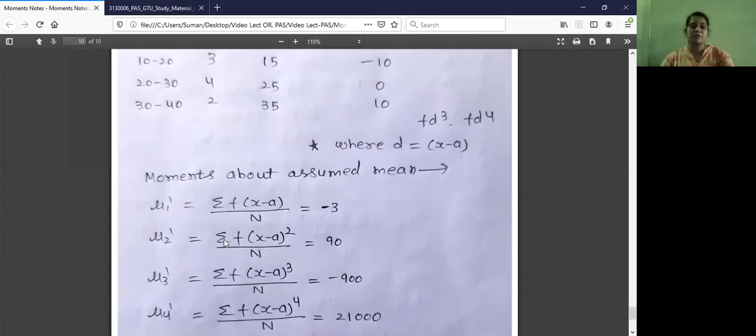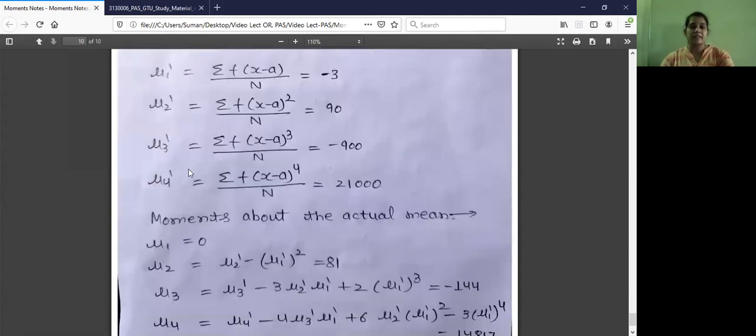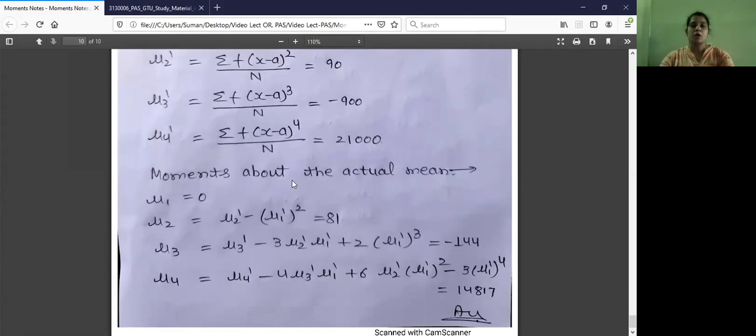mu2 dash is equal to summation f(x minus a) whole square divided by capital N, which is equal to 90. mu3 dash is equal to summation f(x minus a) whole cube divided by capital N. That means minus 900. And mu4 dash is equal to summation f(x minus a) whole raised to the power 4 divided by capital N, which is equal to 21,000.